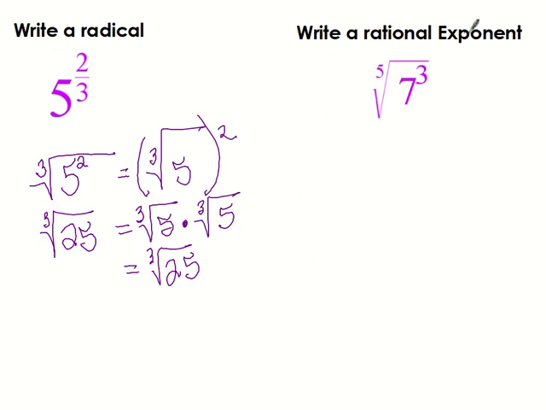So it says write a rational exponent. So now instead of writing it this way, they want us to write it this way. Okay, so instead of using this root symbol, they want us to use fractional exponents. So my base is 7. Remember, the number on the outside is my denominator, and the number on the inside is my numerator, and we're done. So it's a lot easier to go from here to here, so from radicals to rational exponents, than it is to go rational exponents to radicals.